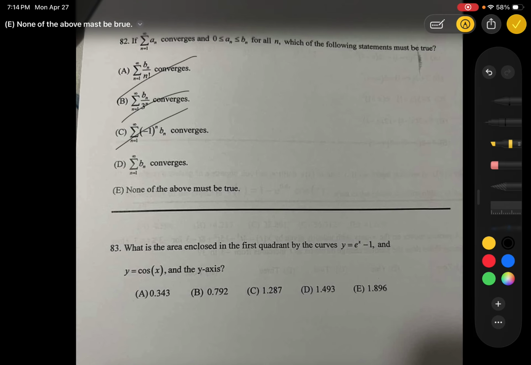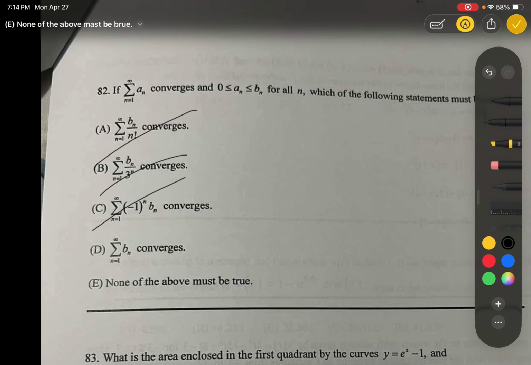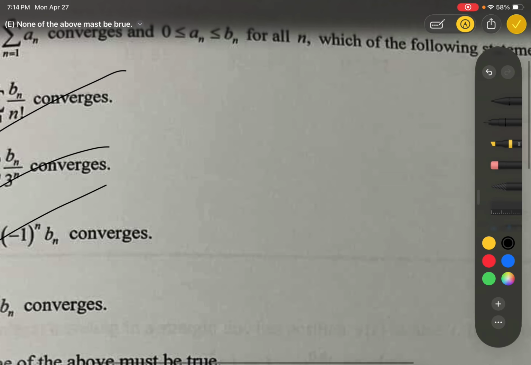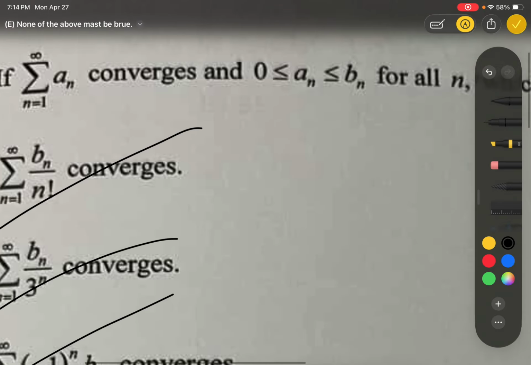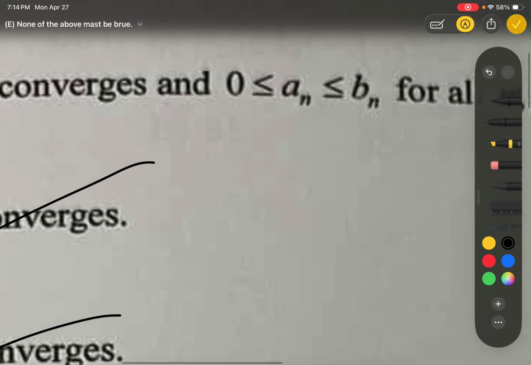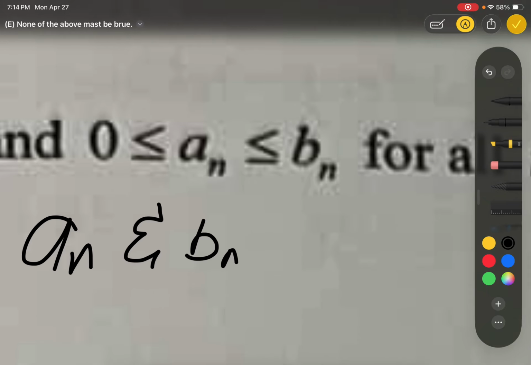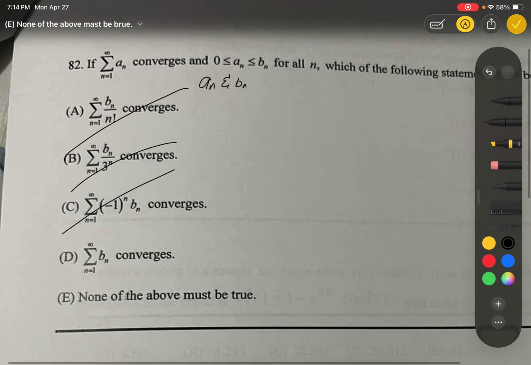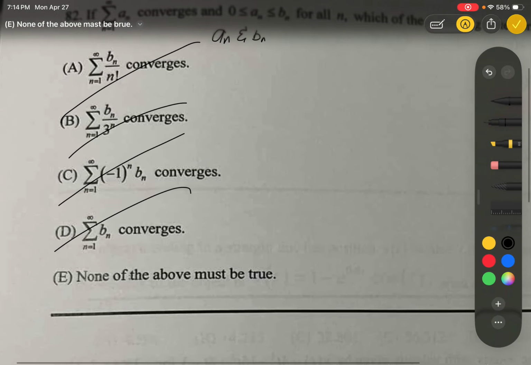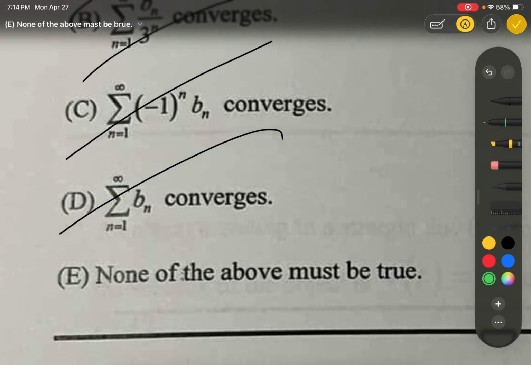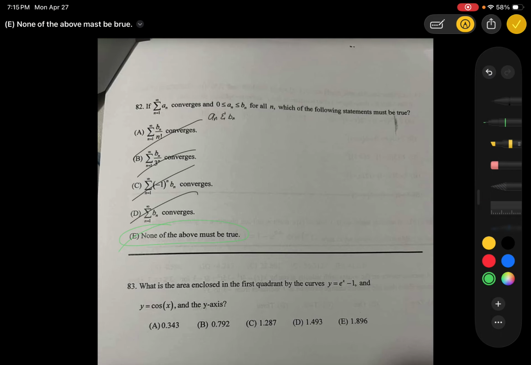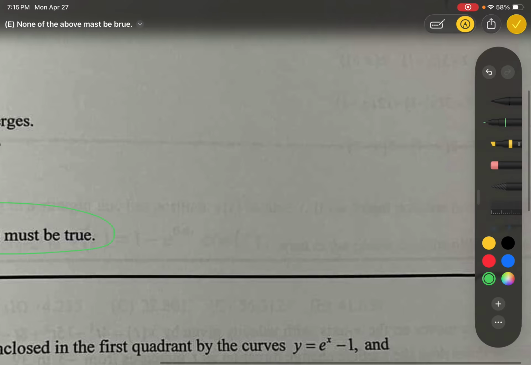B of n converges. We don't know that because a of n doesn't really say that there's a direct proportion between a of n and b of n. It's just a of n is either less than or equal to, but we don't really want to take that chance. So we cross that off. None of the above must be true. So that's basically it. So basically your only step here is match criteria.